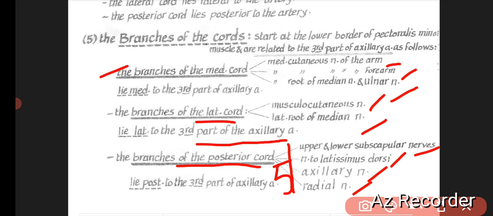And the three branches of the lateral cord are the musculocutaneous nerve, lateral root of median nerve, and third part of axillary nerve. And the five branches of the medial cord are the medial cutaneous nerve of arm, medial cutaneous nerve of forearm, root of median nerve, and root of ulnar nerve, and third part of the axillary nerve. Okay?